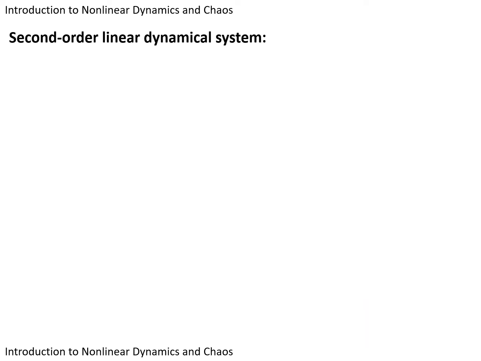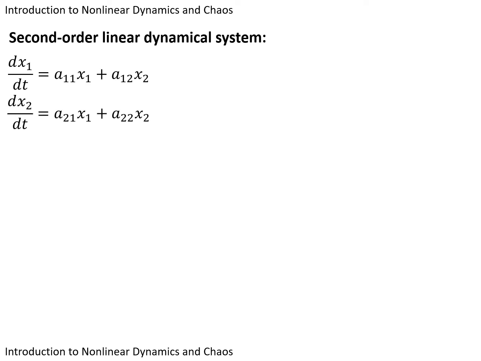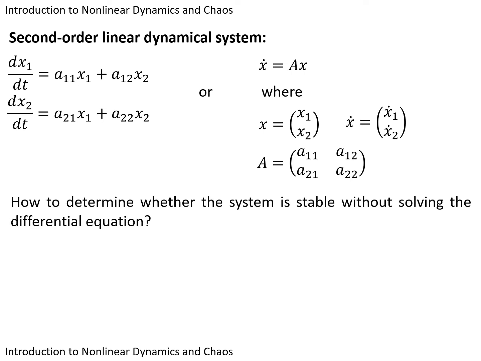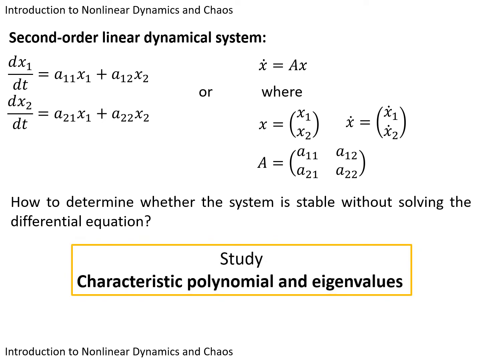Now let's look at the second order linear systems. It can be written in this form or in matrix form, and the question is how to determine whether the system is stable without solving the differential equation, like we did in the case of the first order linear system. And a key concept and the answer for this is study characteristic polynomial and eigenvalues of the matrix A.